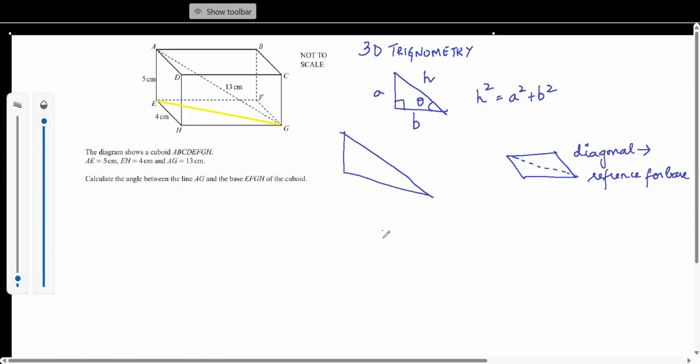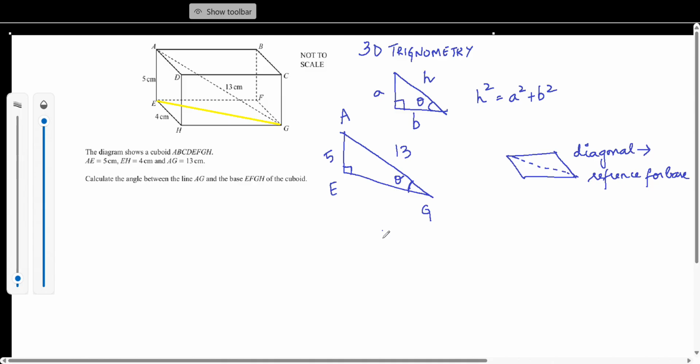So now if you look at it, A, E, G, we have 5, we have 13. Now EG, the diagonal of the base, serves as the reference for the entire base. This is still 90 degrees in 3D trigonometry. When you are in 3D, other than X, Y, another plane Z also comes into picture. So now the angle between the line AG and the plane. If you look at it, this angle is what is asked.